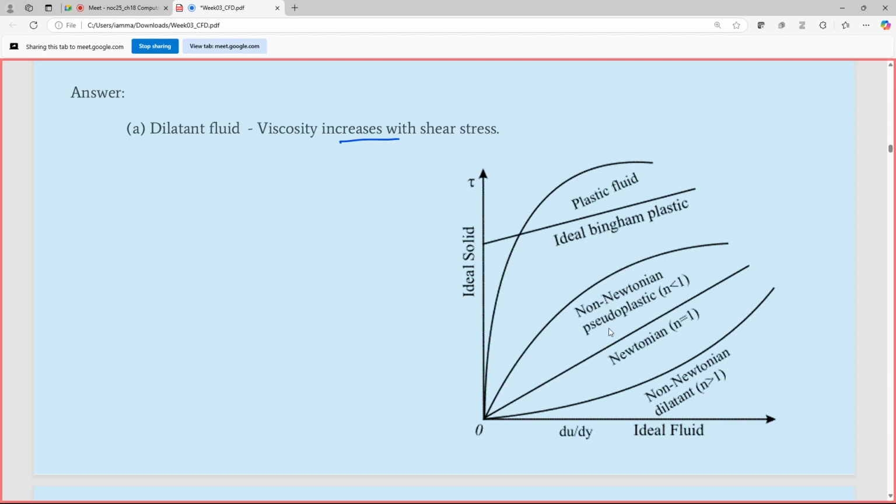If you see shear thickening, this line is showing the slope, and the slope is increasing. That is, as shear stress increases, the viscosity increases. If you take the slope here, you can see the vertical distance will become higher, which means this n will be greater than 1. Such a condition is called a dilatant fluid.